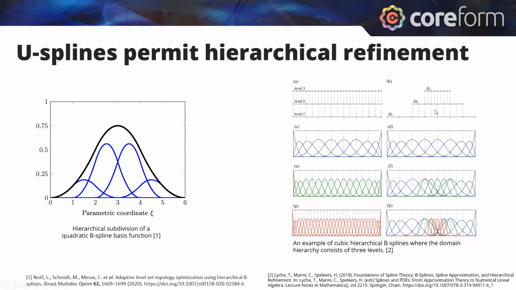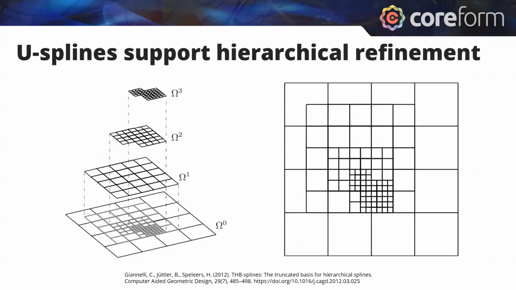And then where you want refinement, we replace those basis functions with those in the higher levels of the hierarchy. But all of these levels have existed when we built or defined our U-spline space, and this allows us to turn on or turn off these basis functions. While these are B-splines, we can do the same thing with U-splines.